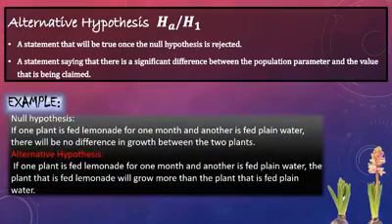Let's take this example from the previous one. We say that the null hypothesis: if one plant is fed lemonade for 1 month and another is fed plain water, there will be no difference in growth between the two plants. But in the alternative hypothesis, we need to claim our side. So it's either the water that is best for the growth of the plants or the lemonade. In our alternative hypothesis, we took the side of the lemonade. So if one plant is fed lemonade for 1 month and another is fed plain water, the plant that is fed lemonade will grow more than the plant that is fed plain water.